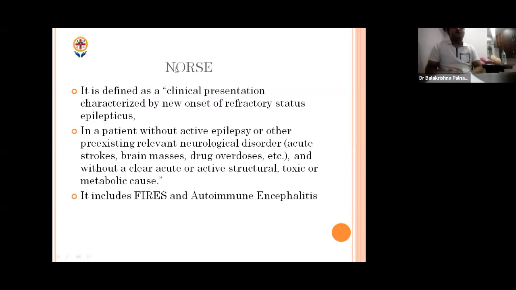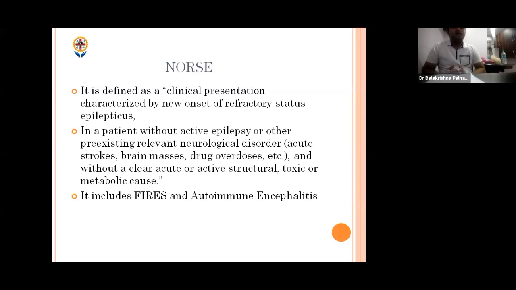So what is this NORSE? You might have seen multiple cases like this in your PG days. Whenever you have seen any child with refractory status epilepticus, you might be wondering what to do next. It is basically defined as a clinical presentation of new onset refractory status epilepticus in a patient without active epilepsy or any pre-existing relevant neurological disorders like brain masses, acute strokes, and without any clear acute or active structural, toxic or metabolic cause. So you have to rule out everything.